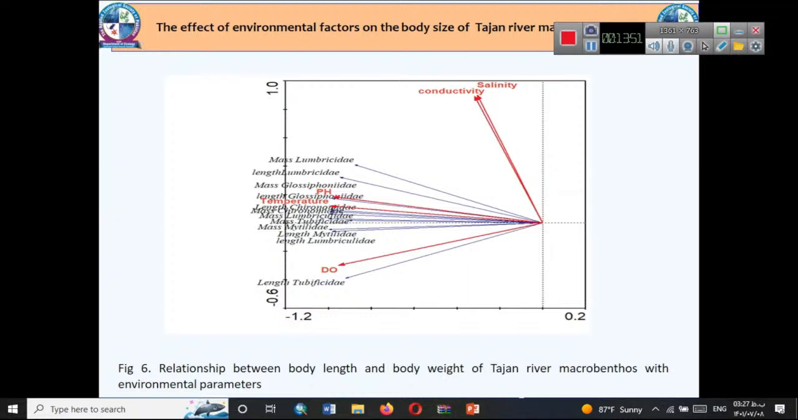The pH had a positive effect on the body size of the nucleida and body weight of lambercolida, as well as on the body weight of the vitisida, lambercolida, gelosponida, and chironomida. This parameter has a positive effect on the body size of the lambercolida, gelosponida, and chironomida. The result oxygen was positively correlated with the body weight of the lambercolida, gelosponida, chironomida families and the body size of the tubificida.